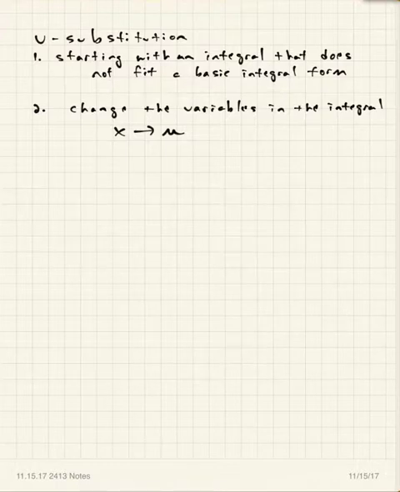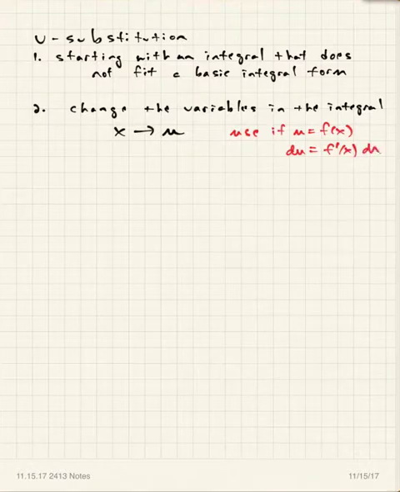And remember, what you're going to do in this step is you're going to use this definition here. This is very key here, that if u is equal to some function of x, then du would be the derivative of that function dx, right? You're using that definition. So you're changing the variables in the problem.